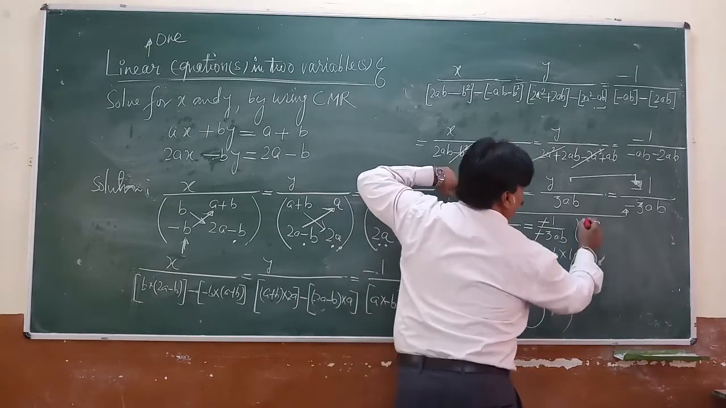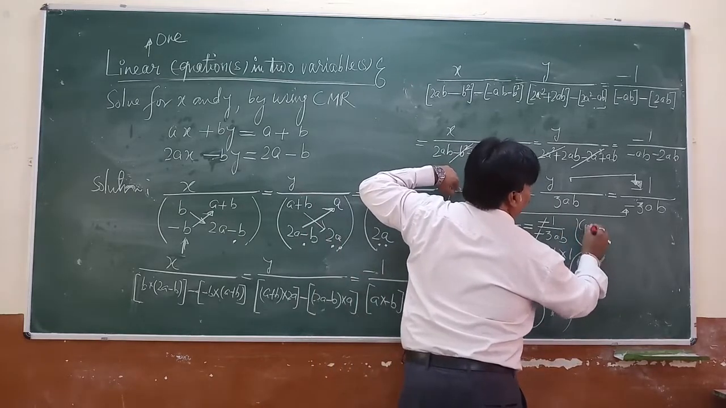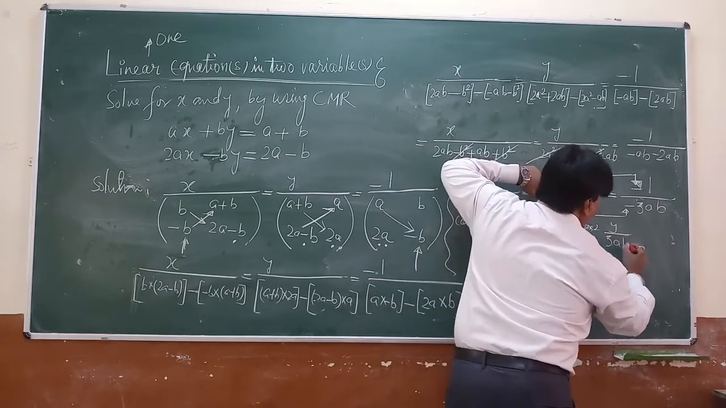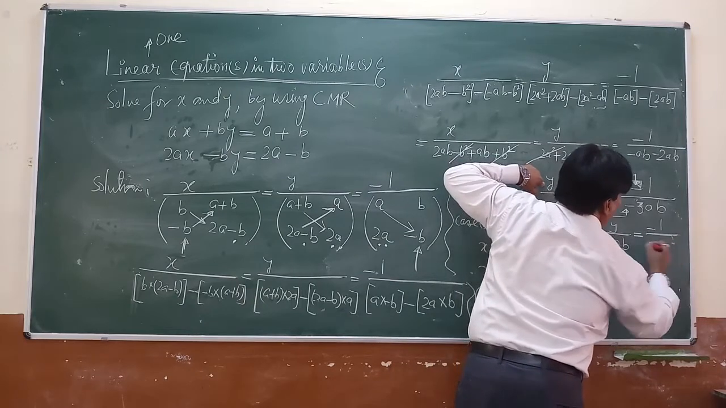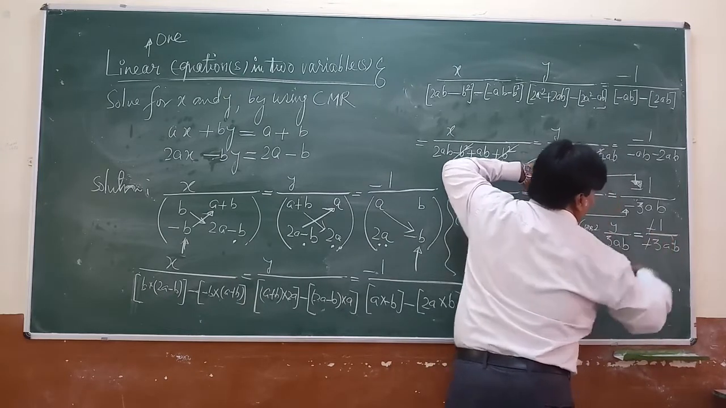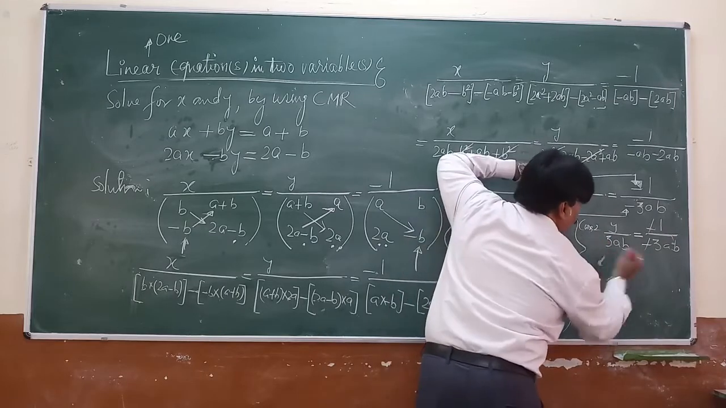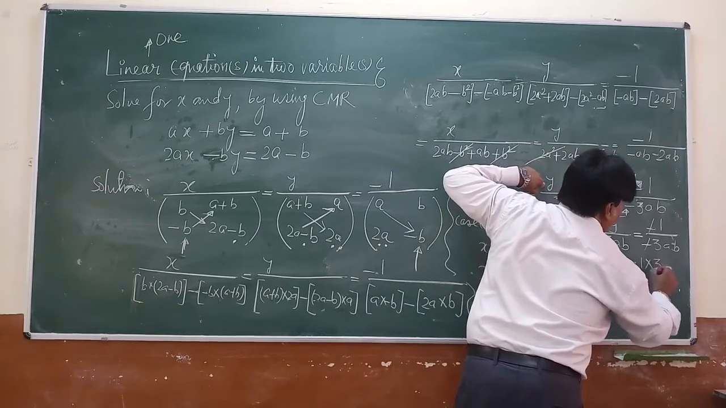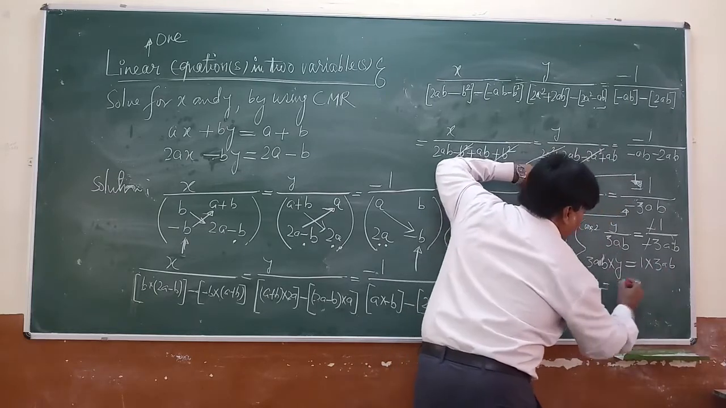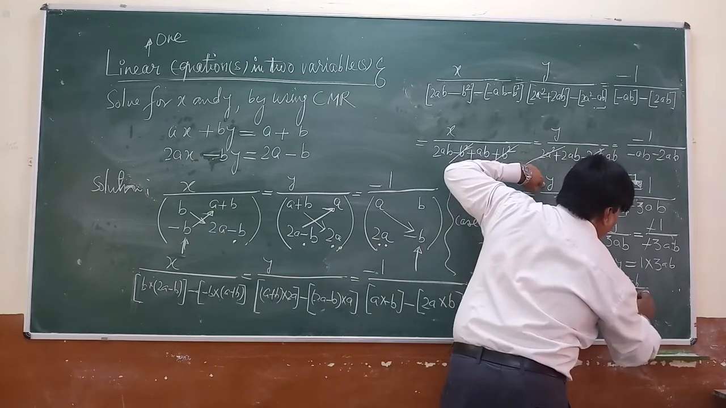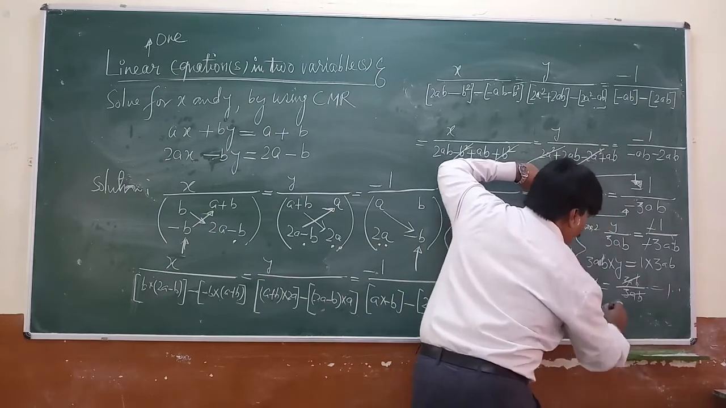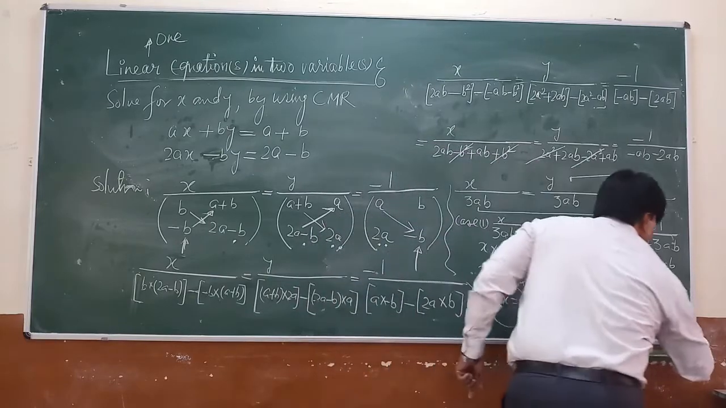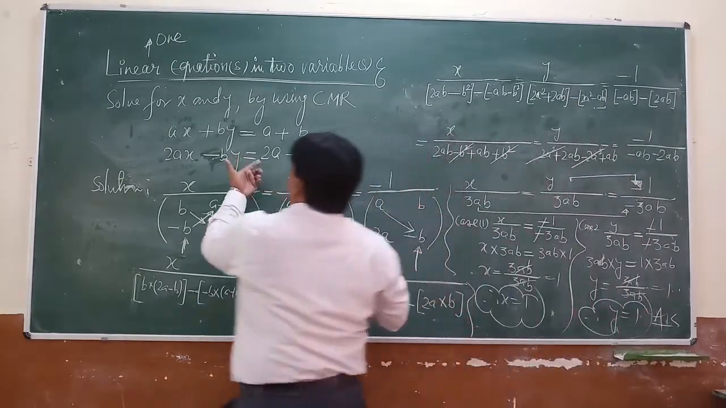Similarly, case 2: y over 3ab is equal to minus 1 over minus 3ab. Minus minus you can cancel here only. So we will do the cross multiplication, then 3ab into y is equal to 1 into 3ab. So y is equal to 3ab over 3ab, that's 1. So therefore y is equal to 1. So x is equal to 1 and y is equal to 1 is the solution of these two equations.